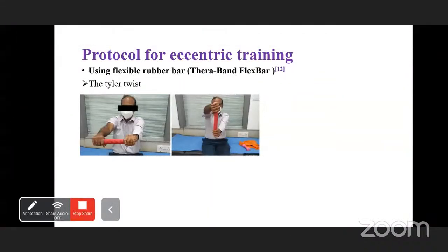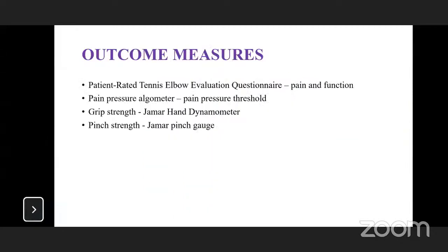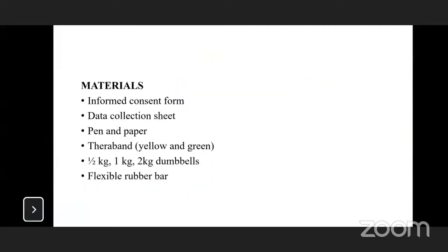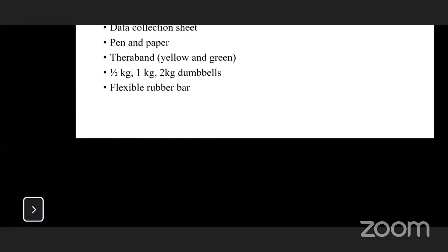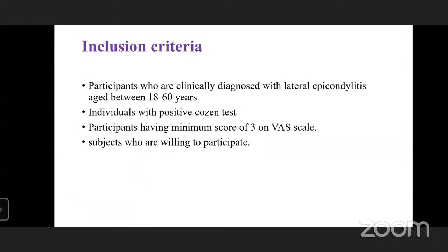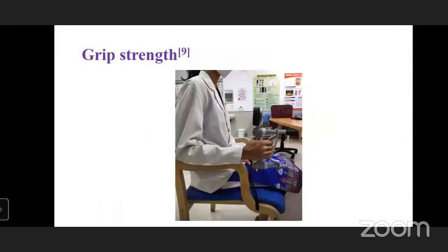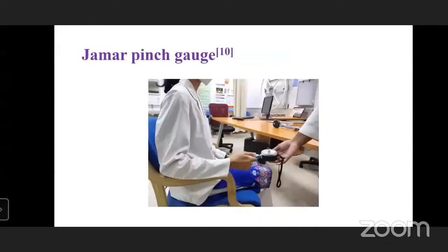So this is the protocol for my eccentric training. First one is using flexible rubber bar, which is Tyler's twist. The second one is using TheraBand eccentric supination. And then using dumbbell eccentric wrist flexion and extension. Also forearm pronation and supination. So these are the exercises. So the next slide.